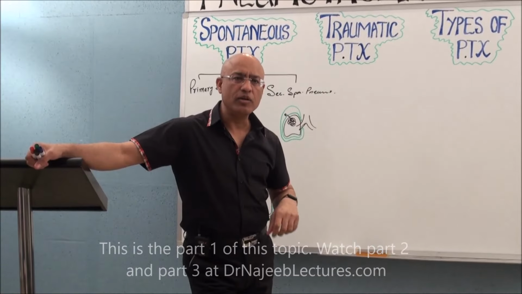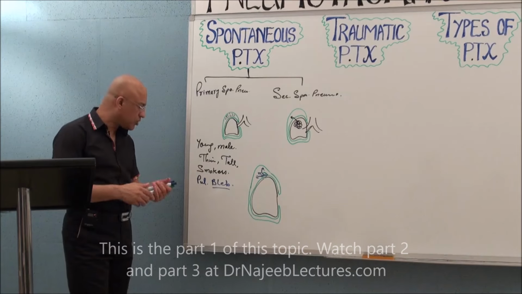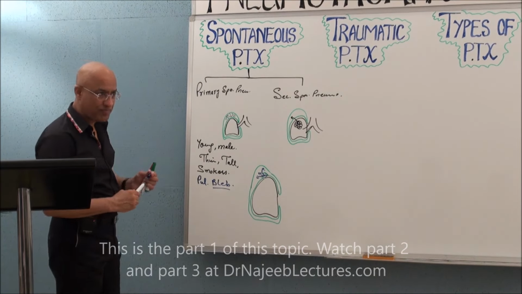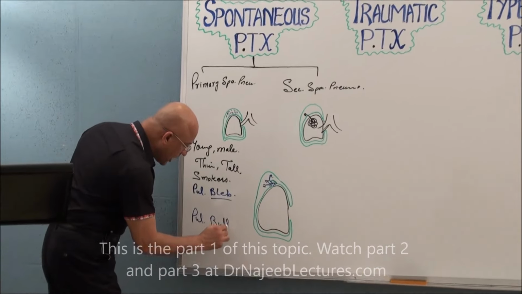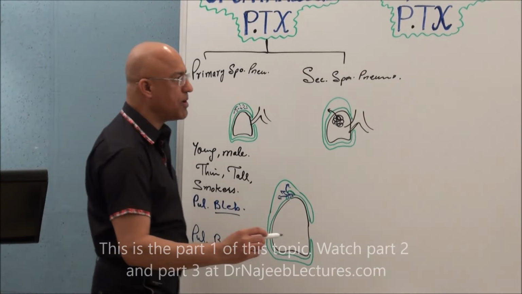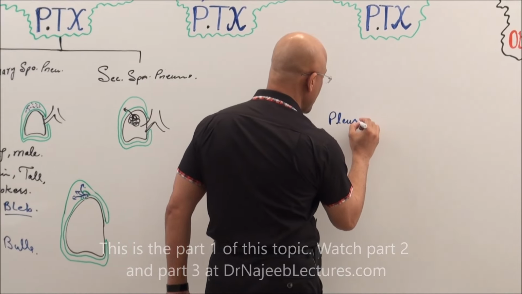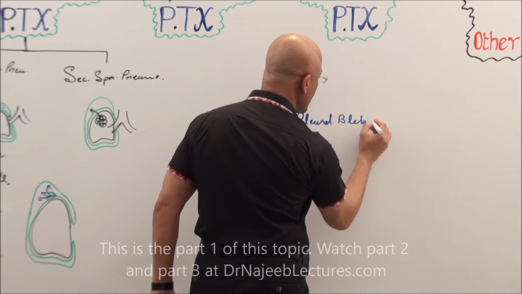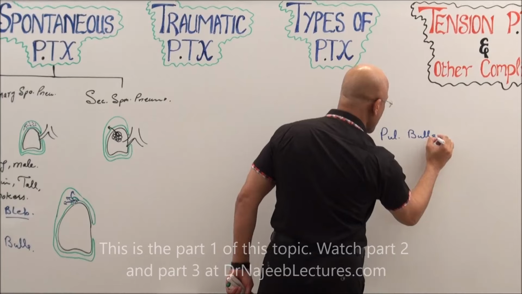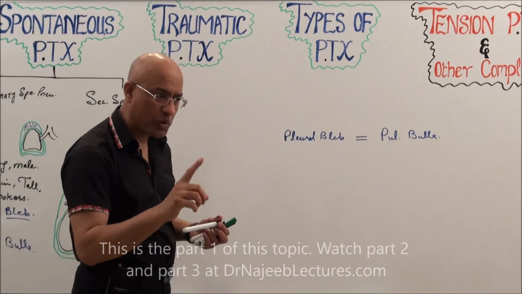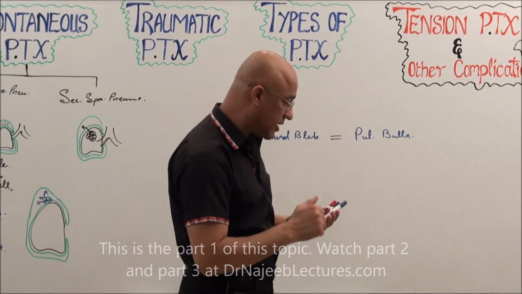Now another term which is used, these are pleural blebs. Another term is used, pulmonary bulla. Have you heard of it? Pulmonary bulla. What is the difference between bleb and bulla? I put it here, pleural blebs or pulmonary bulla. Both are air-filled spaces. Both can lead to pneumothorax. But there is significant difference.